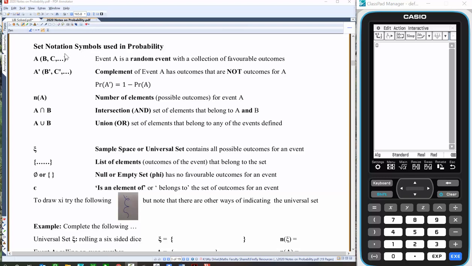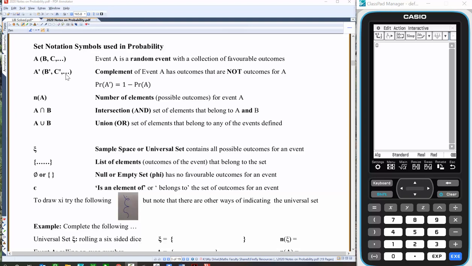Okay, today what we're going to look at is set notation and some of the commonly used symbols. Event A is a random event with a collection of favourable outcomes. So this is event A and the outcomes are B, C, dot, dot, dot. The complement of event A has outcomes that are not outcomes for A.